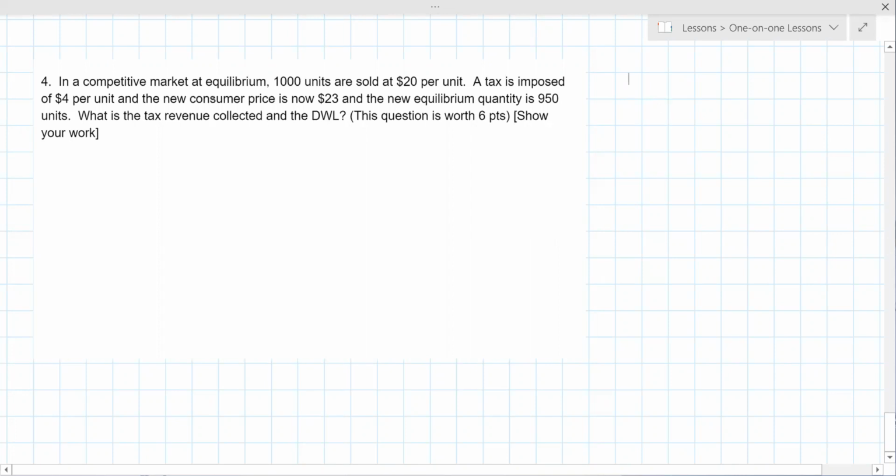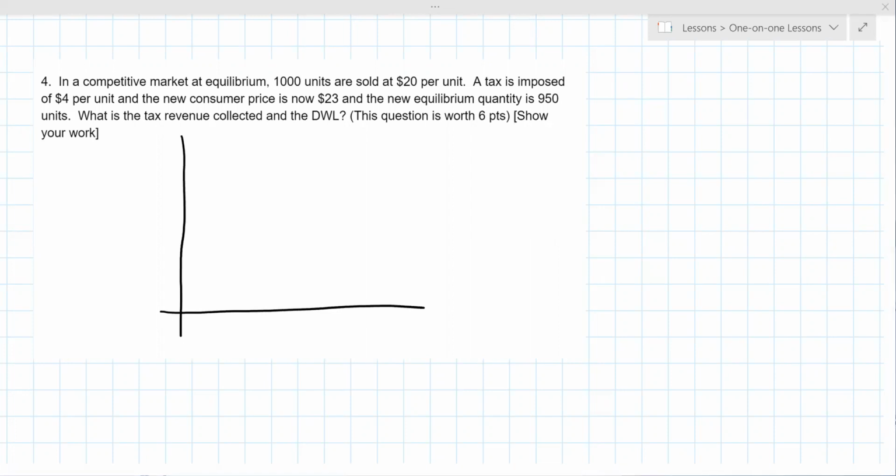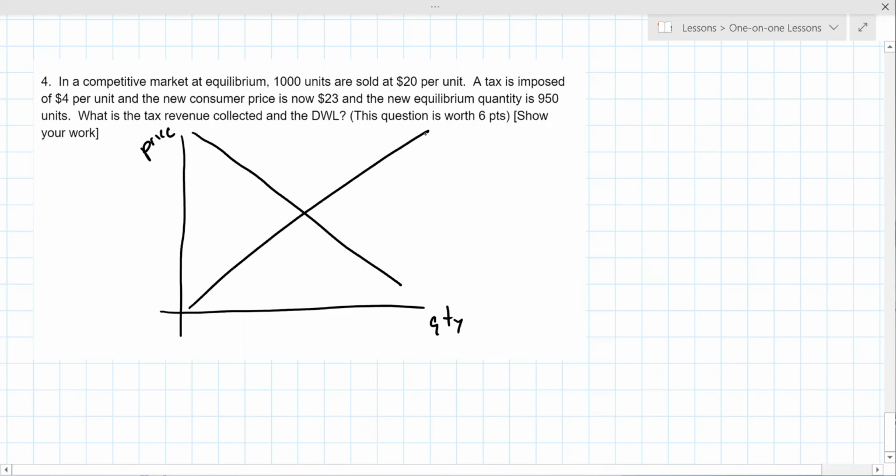So, okay, we got a competitive market here. 1,000 units are sold at $20 per unit. So we got two axes here. What goes on the bottom axis? What goes on the top axis? You remember price and quantity? Price goes here, and quantity goes here. So we know that the quantity here is 1,000, and the price is 20. Is that okay?